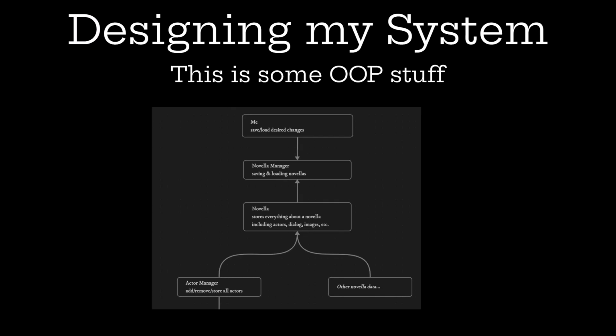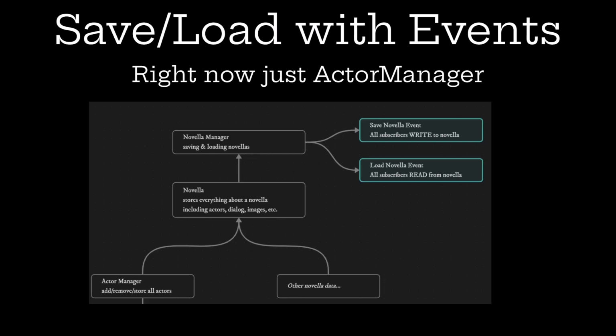It contains everything that you would need to load or save a single narrative. And in this case, I only have an actor manager, which stores all of the actors. But in the future, you ostensibly would have other novella data like background images or something like that. But we would all ultimately store that inside the novella so that we're able to read and write from just that single class. Inside the novella manager, there are two events, a save event and a load event.